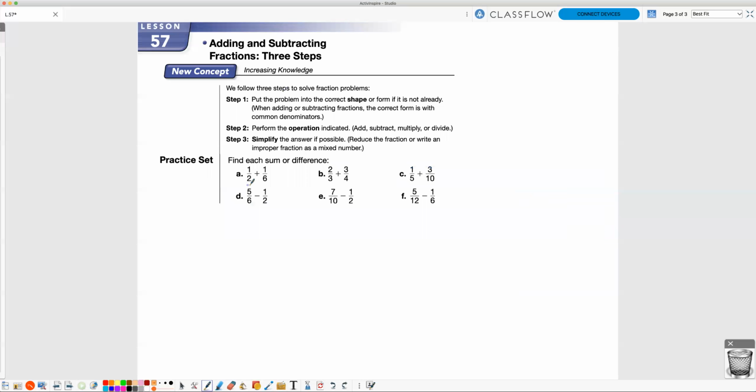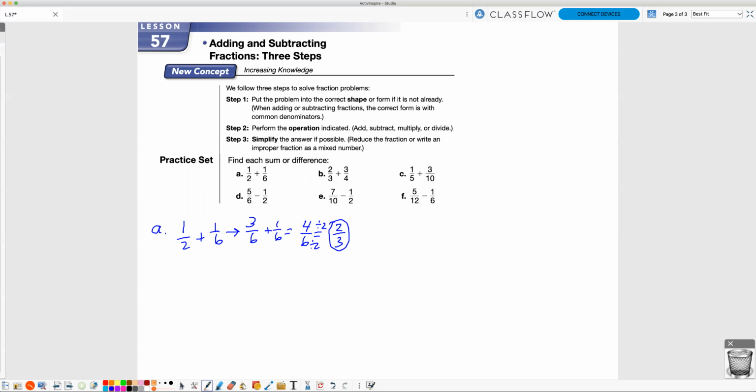Let's try this. Letter A, 1/2 plus 1/6. All right, so I would probably start by rewriting this. I'm going to have a denominator of 6 here because I see that this could be easily changed to 6 by multiplying by 3. This would be 3/6 plus 1/6. That equals 4/6. And then this would have to be reduced because both of these are divisible by 2. So this would be 2 in the numerator and 3 in the denominator. So for letter A, you should have had 2/3.